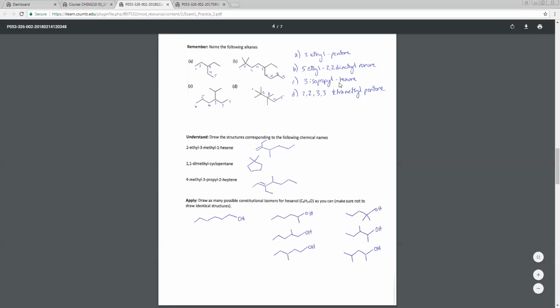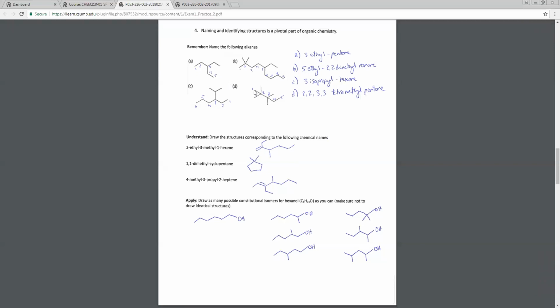longest chain, so that's the hexane. And then this is an isopropyl. This last one can look a little tricky, but remember, you have to figure out what the longest possible chain is. So the longest chain in this instance is a pentane, and then each of carbon 2 and carbon 3 have substituents, where it's 2,2-methyl and then 3,3-methyl, so a total of 2,2,3,3-tetramethylpentane.